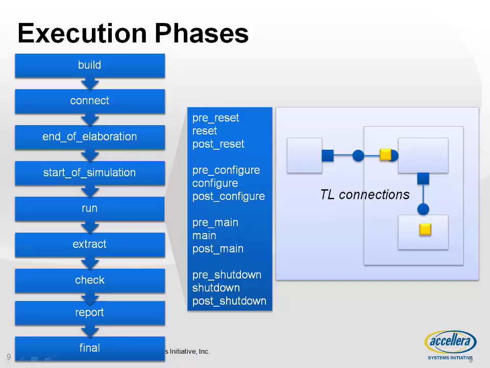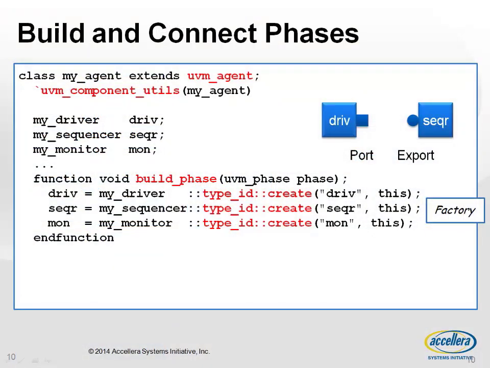Okay, that was the execution phases. Let's start diving down into some source code and see what that's going to look like. So here we've got some fragments of code. This is what UVM code looks like. The parts in red are actually names that are built into the UVM class library. The parts in black are user-defined.